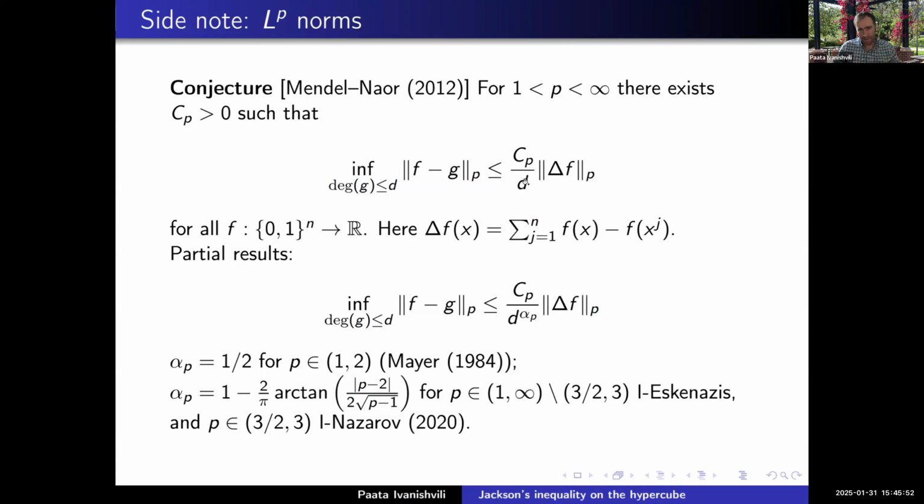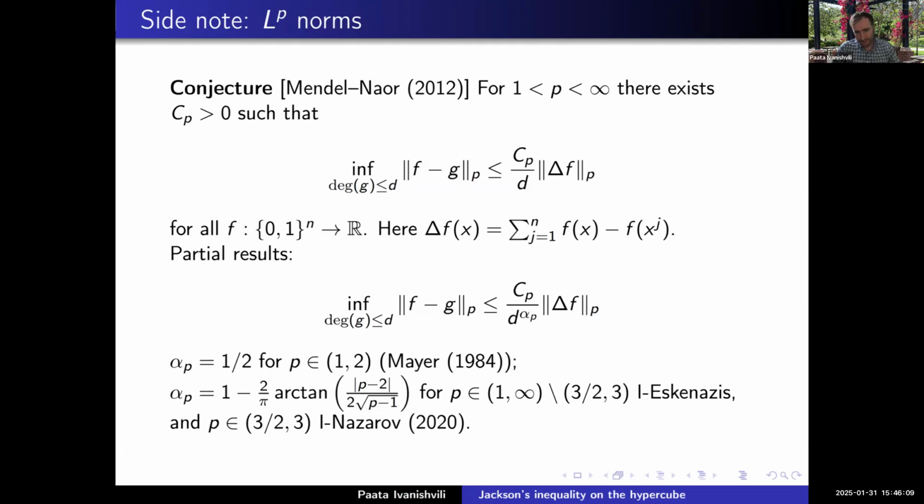We still don't have the correct decay d. D would be sharp if you would prove it with d, but I don't know if this is correct. There are certain times in the year when I think that this result with alpha p is sharp, but sometimes I think that it should be d.